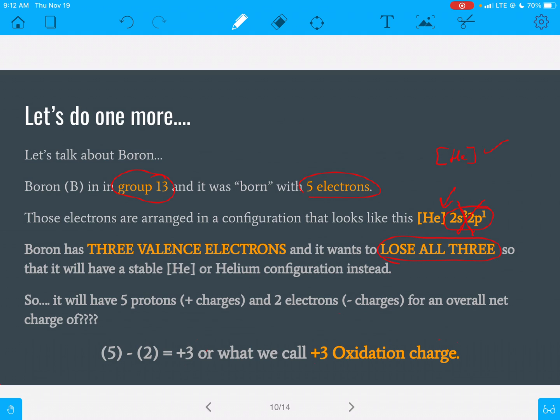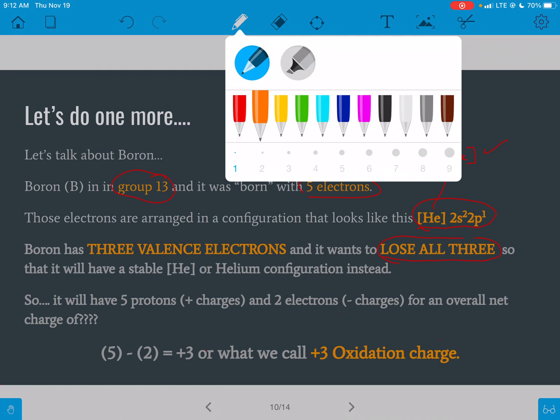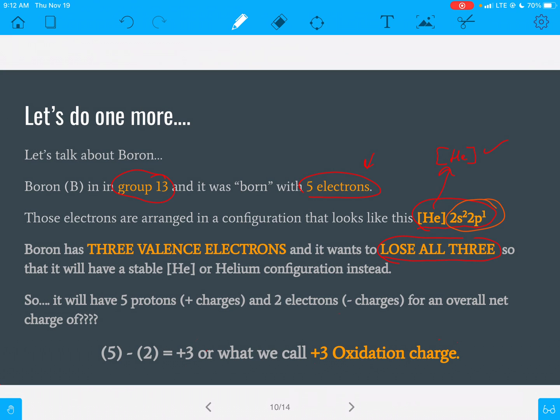So boron is in group 13. It has 5 electrons. Those electrons are in this kind of, well here, let me erase this for a second. This is the electron configuration for boron, this guy right here. But it would rather just be this, which means it's going to take these guys and just get rid of them. It wants to get rid of them. And when it does, it's going to lose all 3 of its electrons. If it loses all 3 of those, then it will look like helium on the outside.